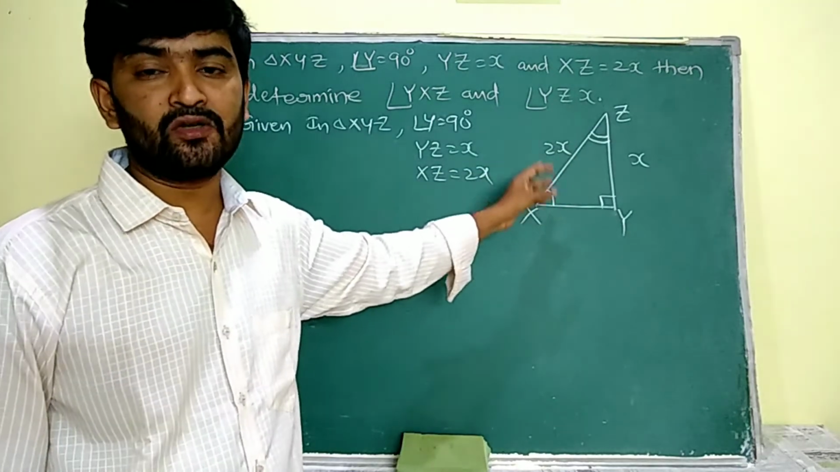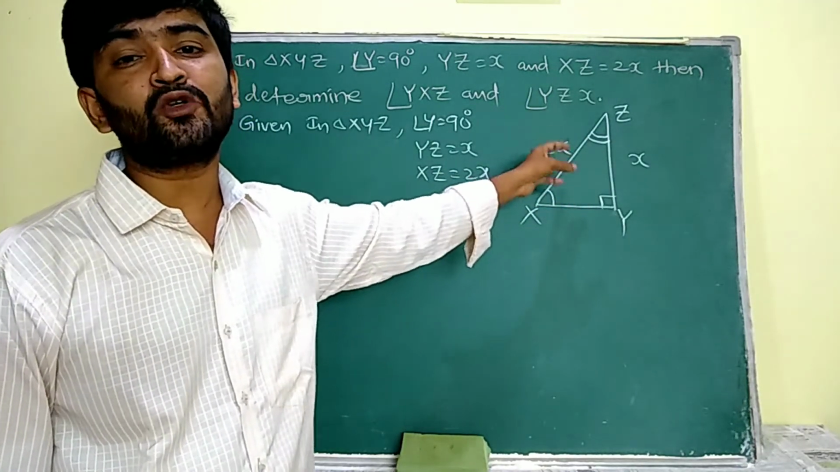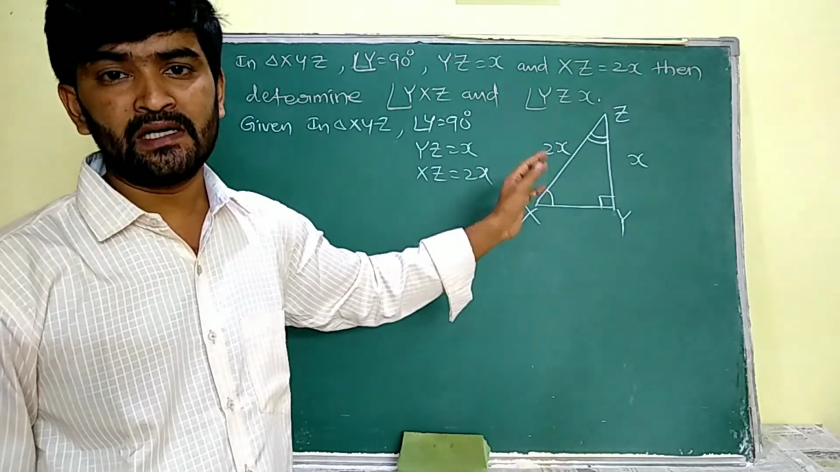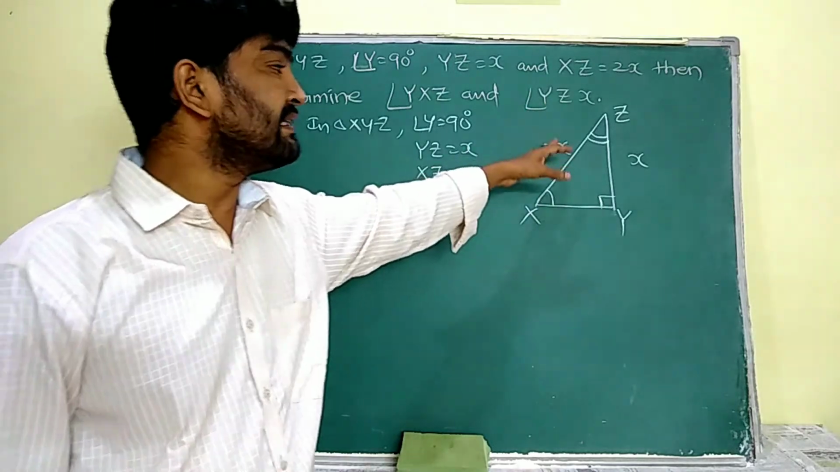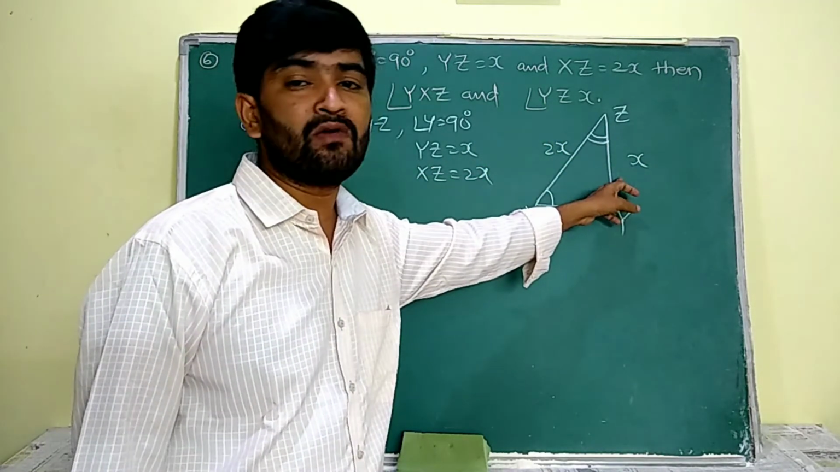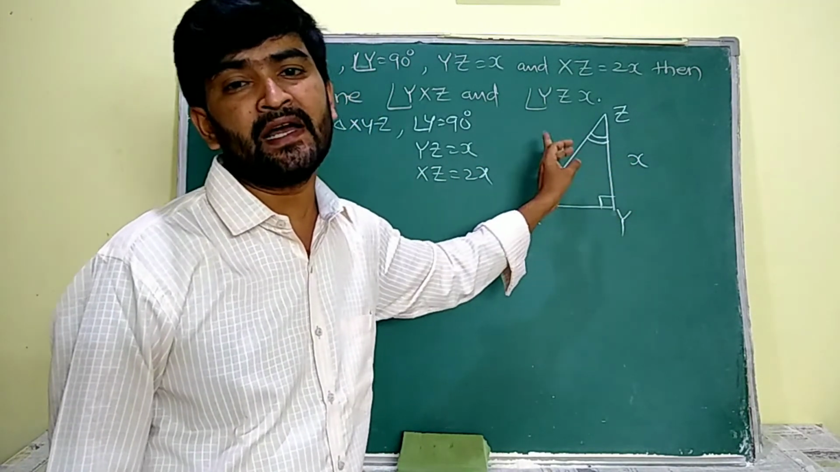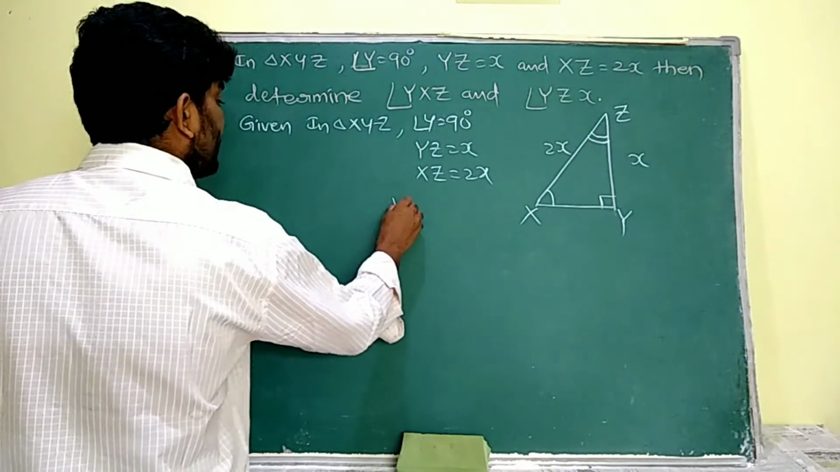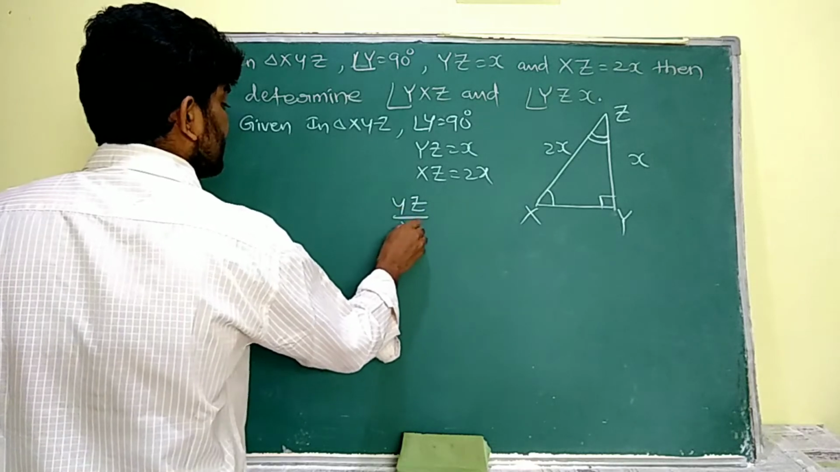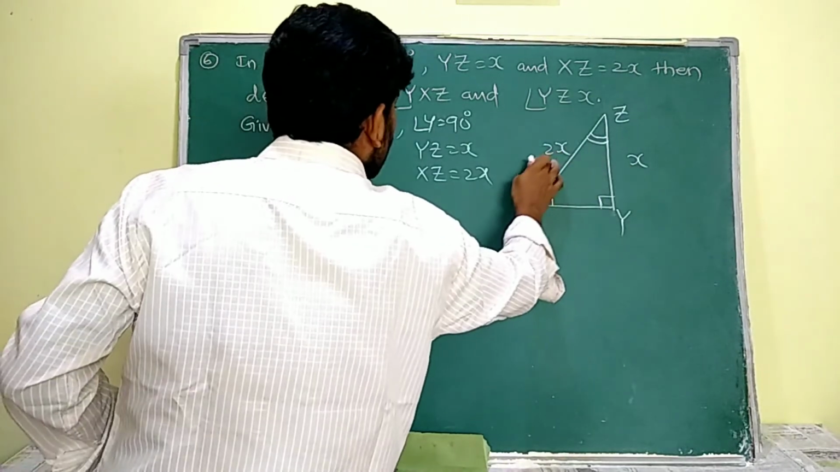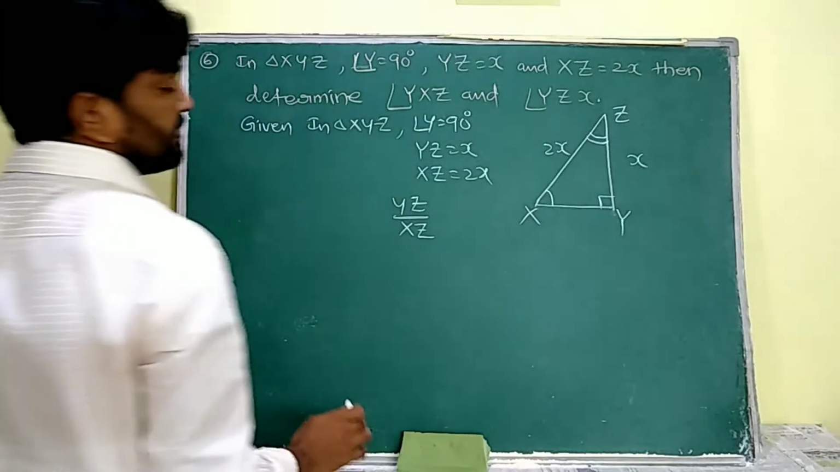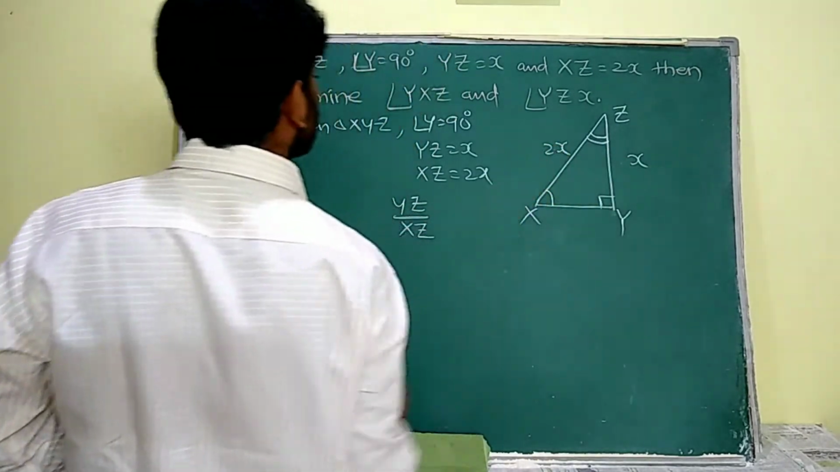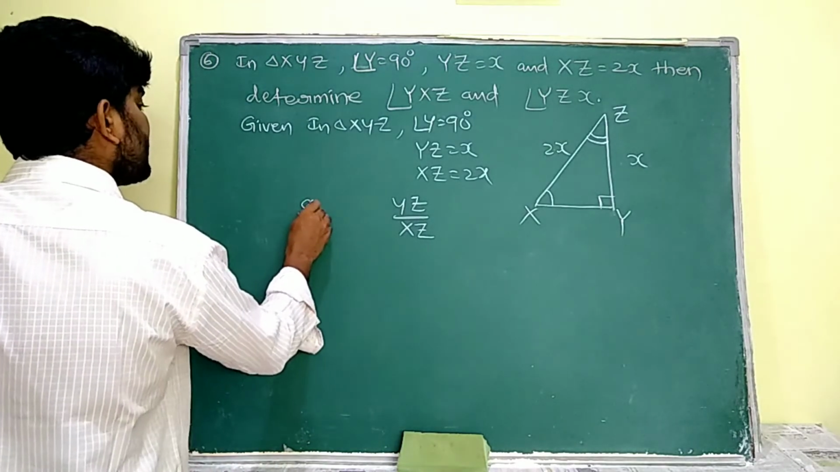I want X. With respect to this X, the given two sides give which trigonometric ratio, we have to check. For that, I may use XZ by YZ, or YZ by XZ. Firstly I am going to use YZ by XZ. With respect to angle X, YZ by XZ forms which trigonometric ratio? YZ is the opposite side, XZ is the hypotenuse. Opposite side by hypotenuse means sine.